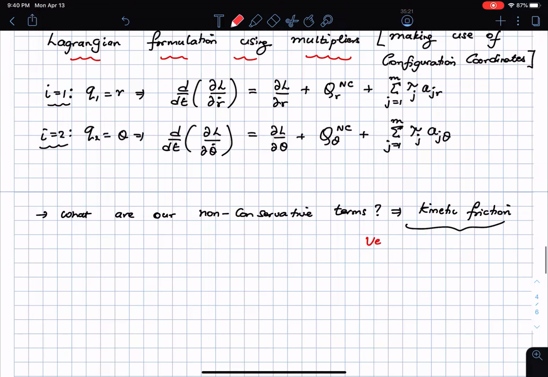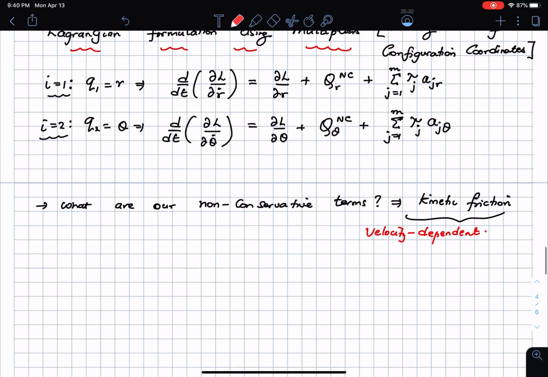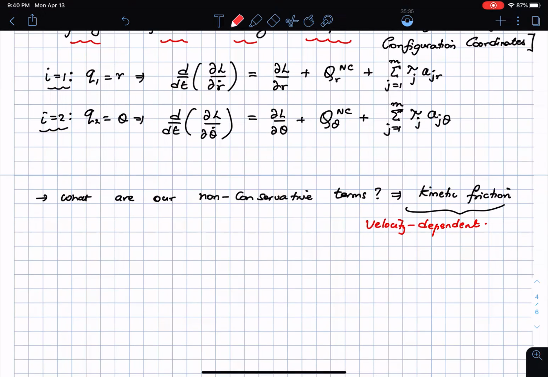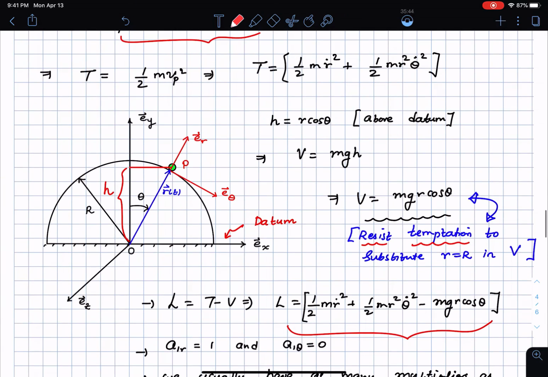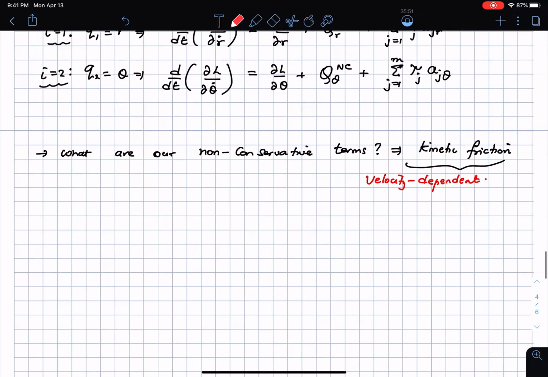This is a velocity dependent non-conservative force, and I want to take some shortcuts here so that we get to the problem on the rolling coin by the end of one hour's time. If you look at the friction force, the direction of the friction force is going to be in the direction of negative E theta. So I'm just skipping some steps.